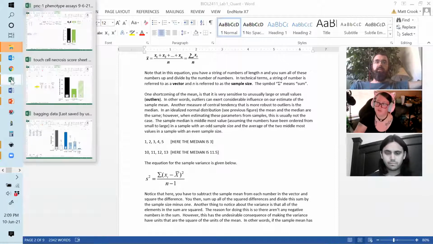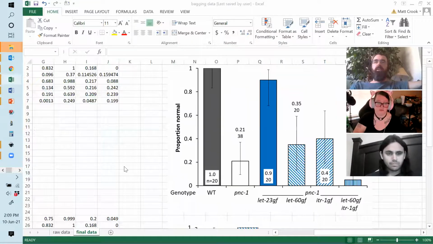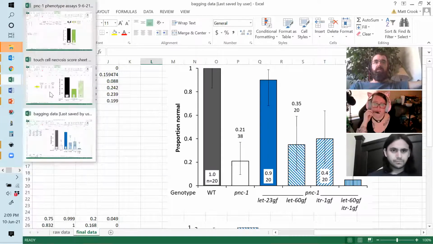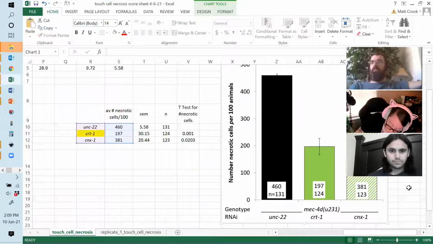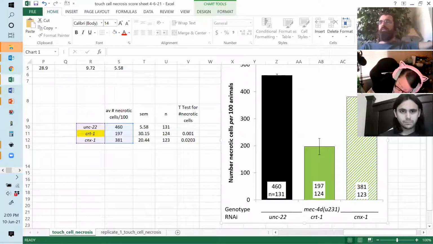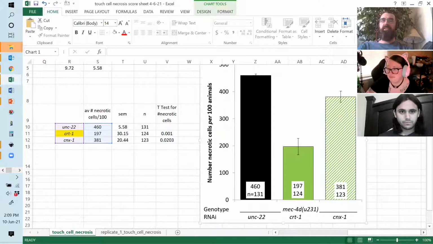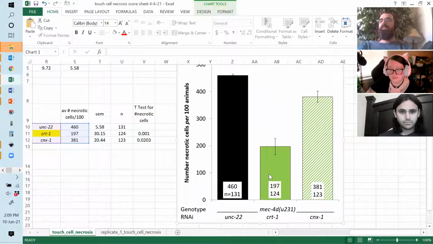Do I still have that open? That doesn't have the standard error of the mean. I have it in my Excel. Do you want me to go ahead and share my screen? That's one of those kind of complicated things. All right, so are you talking about plotting the error bars or calculating the 2 standard error of the mean? Calculating it. Okay, so calculating the standard error of the mean.